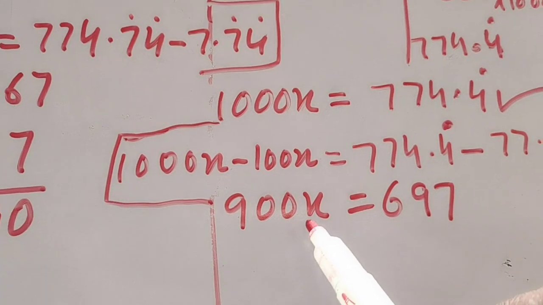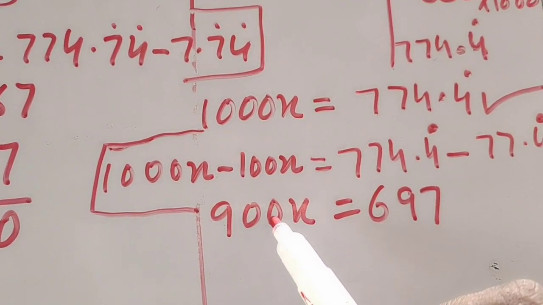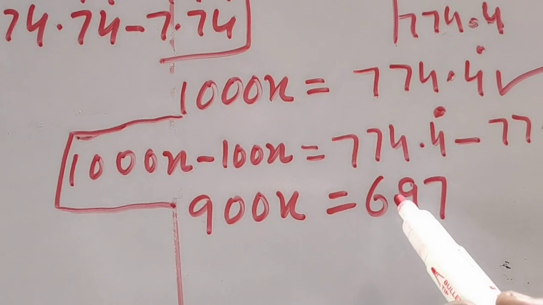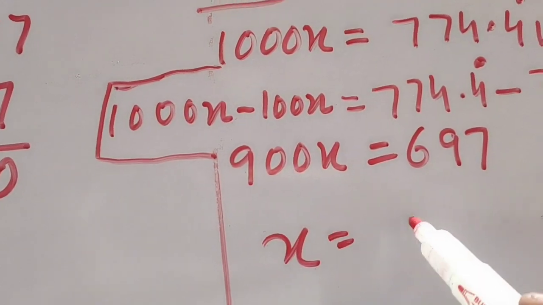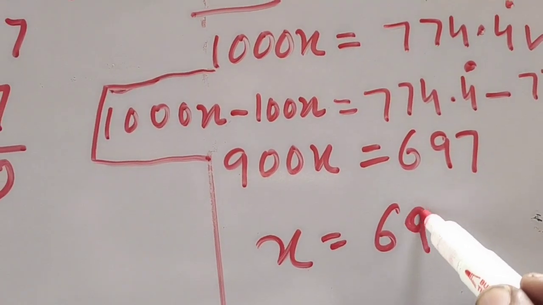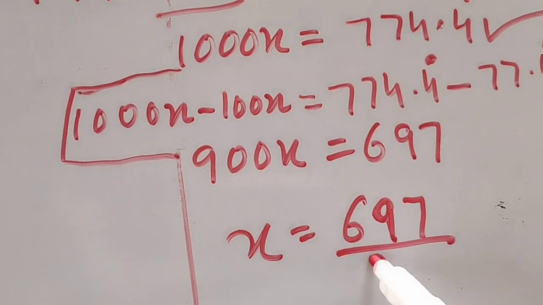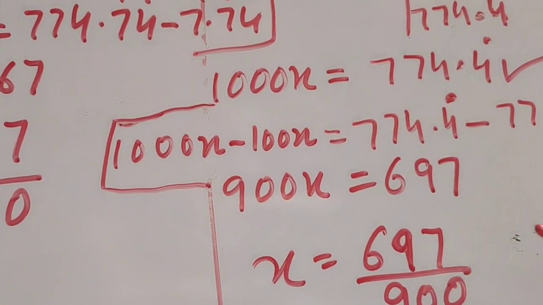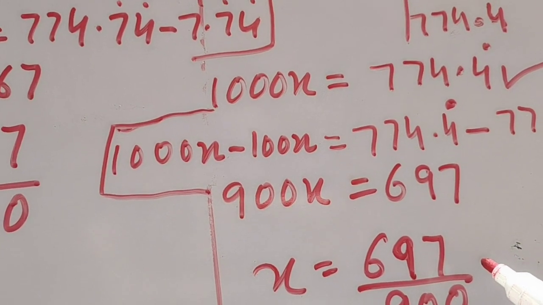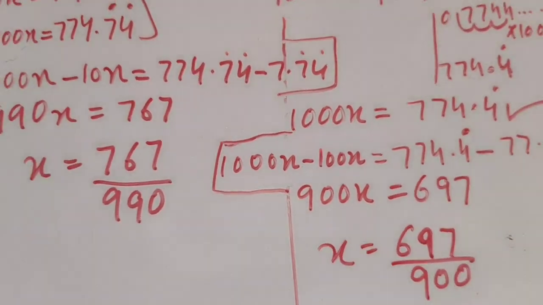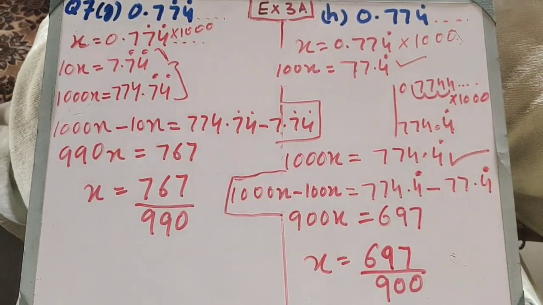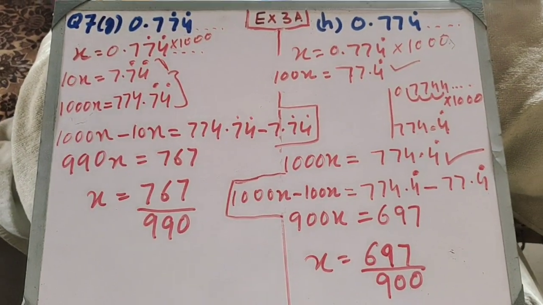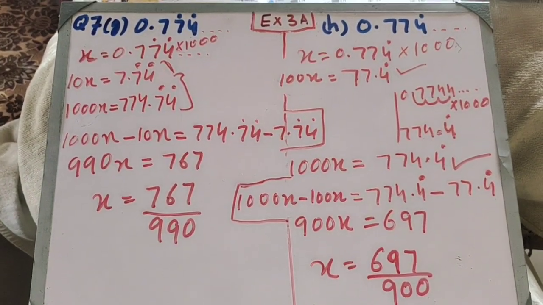So now we're going to conclude it, because 900 is multiplying with x. We'll move it to the other side and it gets divided with 697. So x is equal to 697 over 900. So this fraction can no more be simplified. So this will be the answer. So students, we have done question number 7, part G and part H. Thank you.